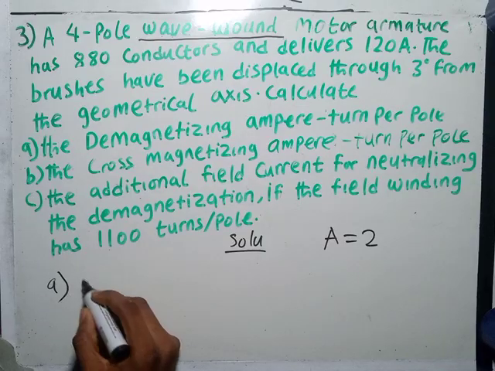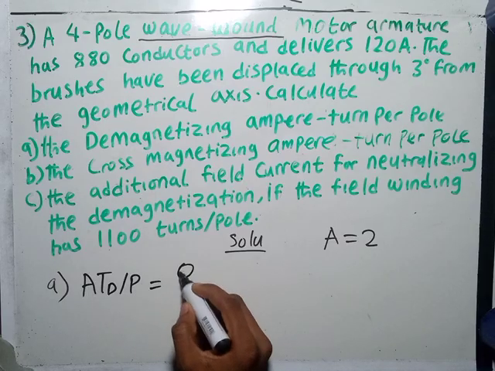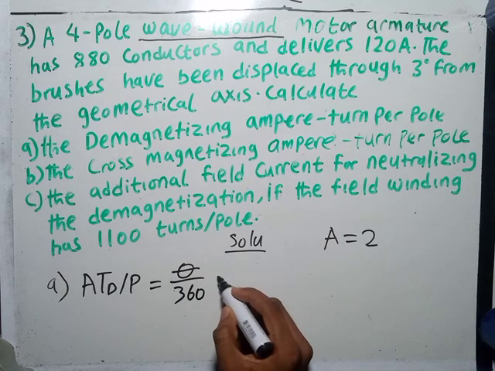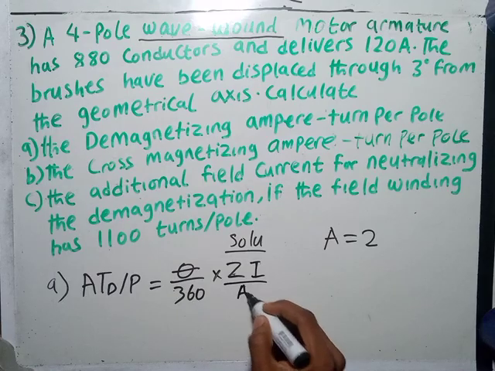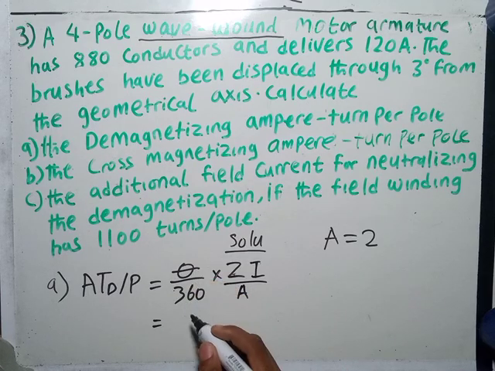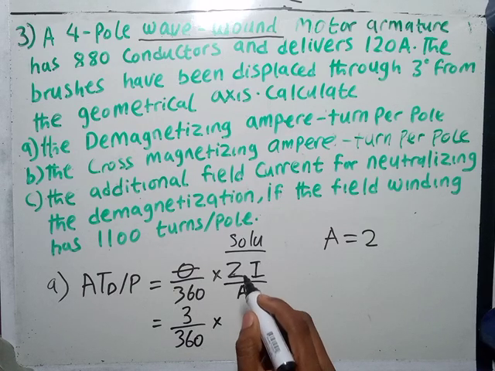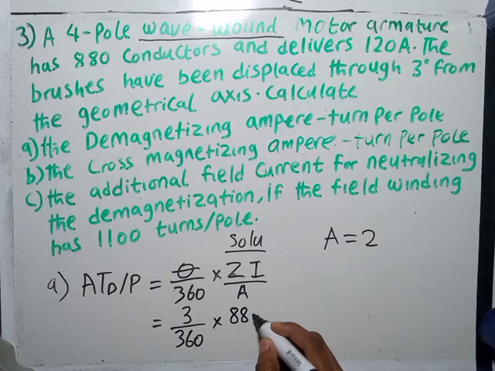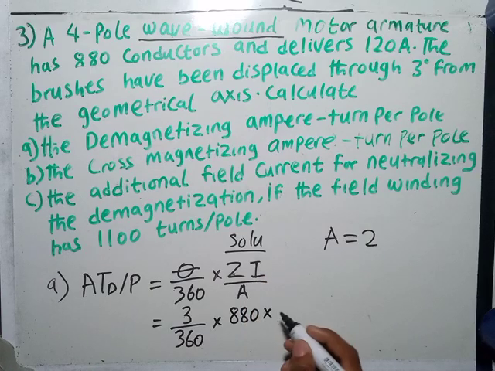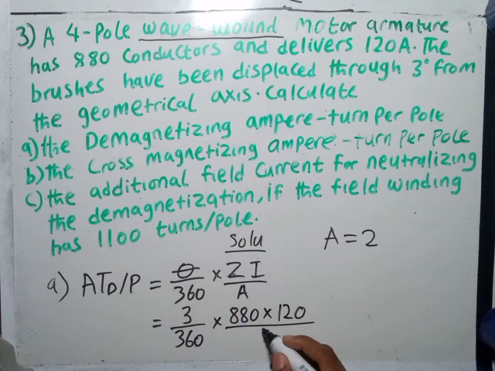Now, for us to get our A part, we have that our demagnetizing ampere turn per pole is given to us as our mechanical angle all over 360 times ZI over A. Now, your theta or your angle is 3 over 360, times Z, which is your number of conductors, 880, times your I, which is 120, all over your A, your A being 2, because of wave wound.